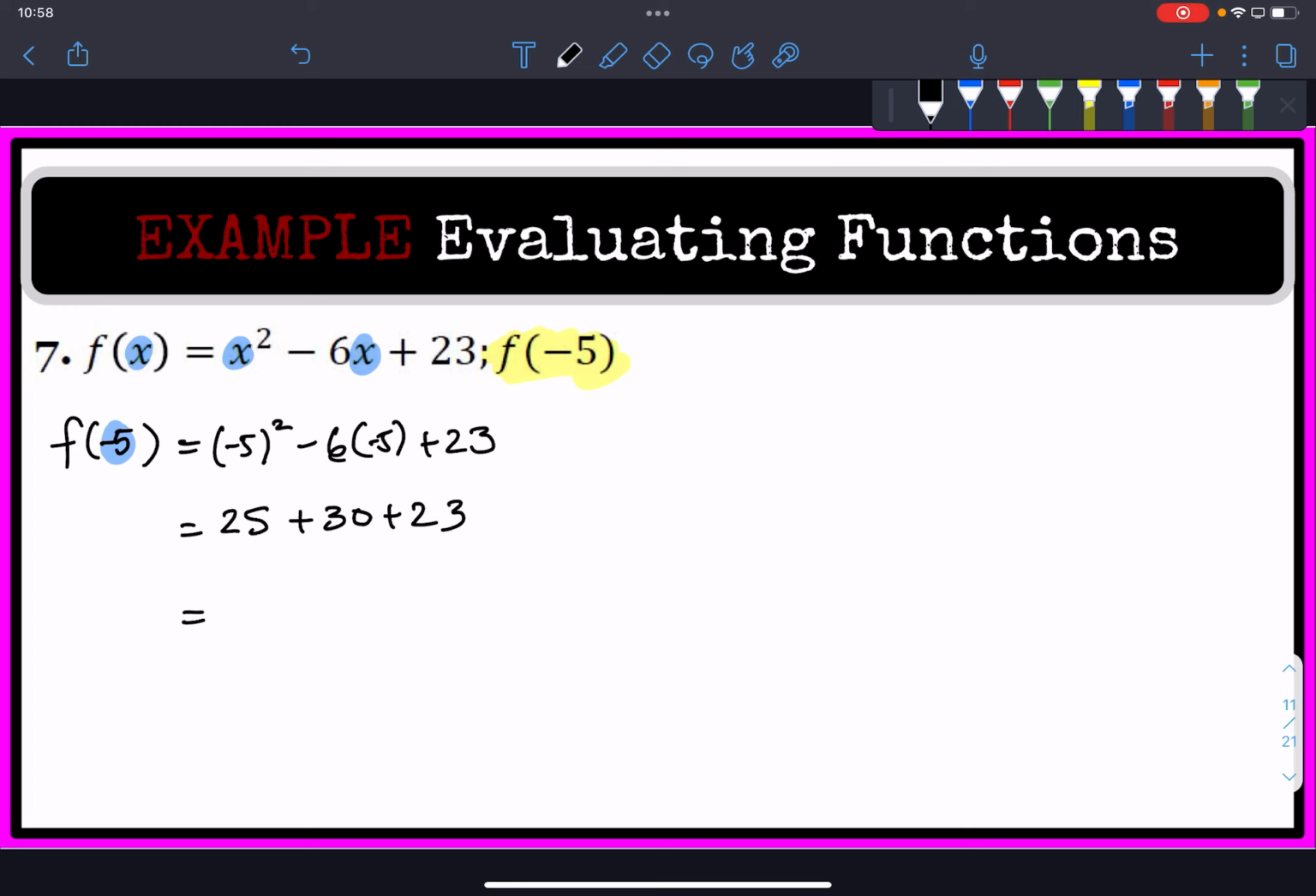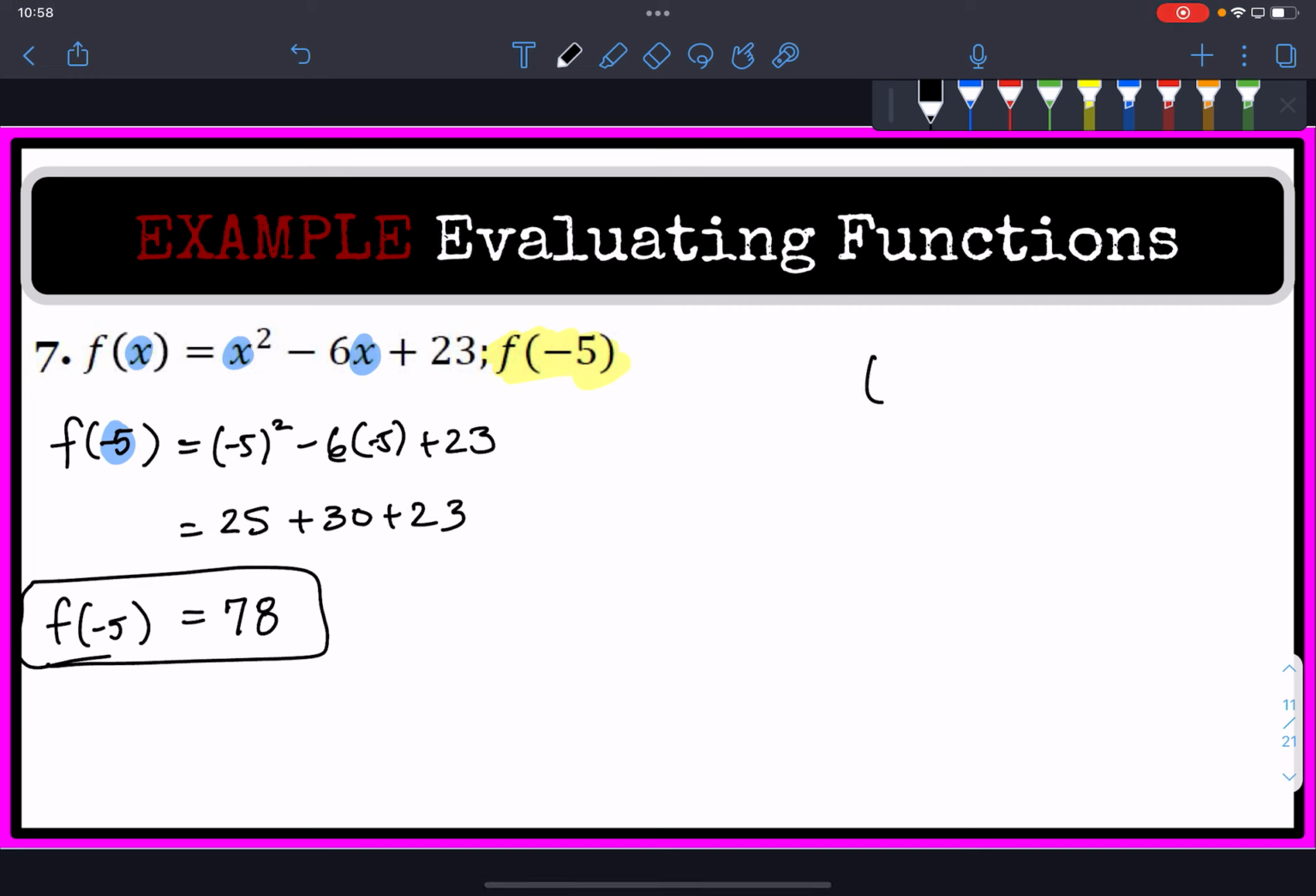Which simplifies to 25 plus 30 plus 23, and plus 30 because again, I'm subtracting a negative 30, which is the equivalent of adding 30. And then adding these three things here, that's going to be a total of 78. So f of negative 5 is equal to 78. And now remember, f of x is the same thing as y. So what we've basically done is plug in the number negative 5 for x, and we found that the y value is 78.